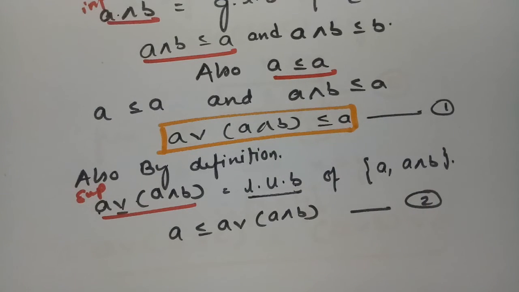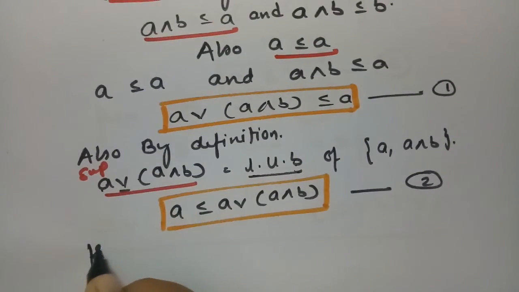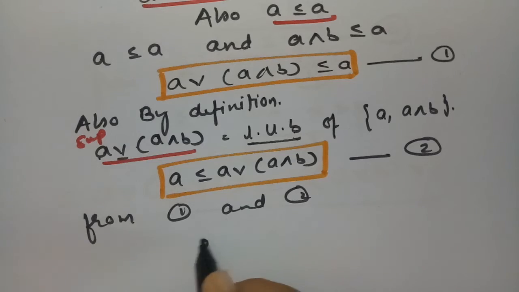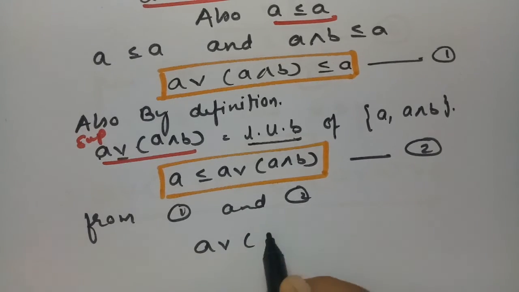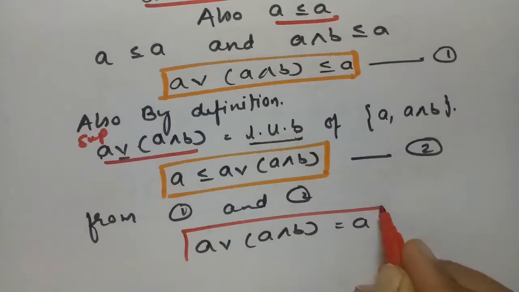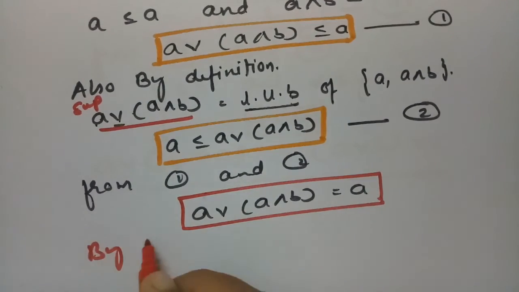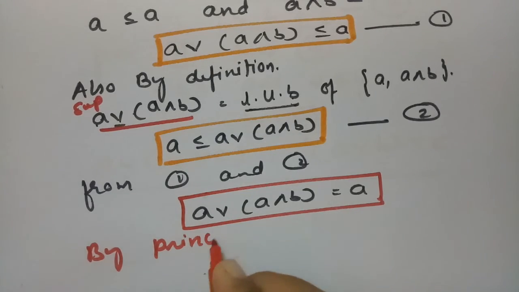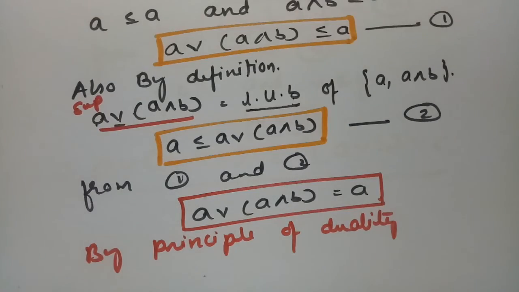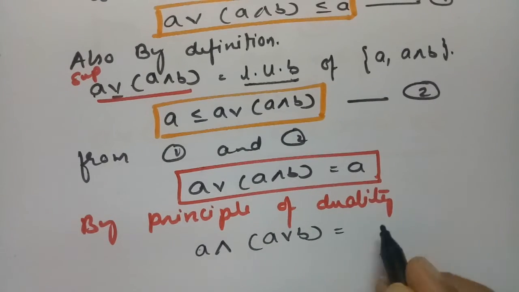See here, if you find these two relations 1 and 2, from 1 and 2 we can conclude that A join A meet B is equal to A. Next, by the principle of duality, we can interchange join to meet and meet to join, that is A meet A join B is equal to A.